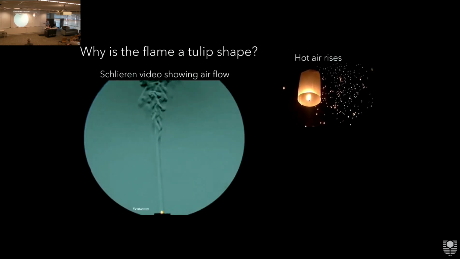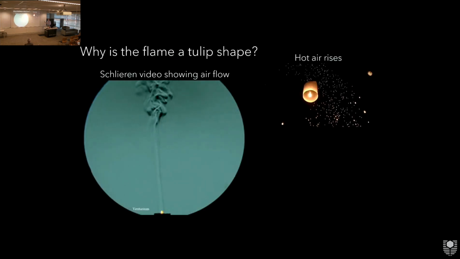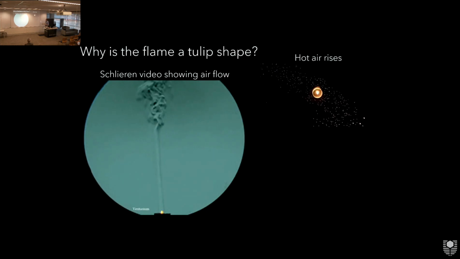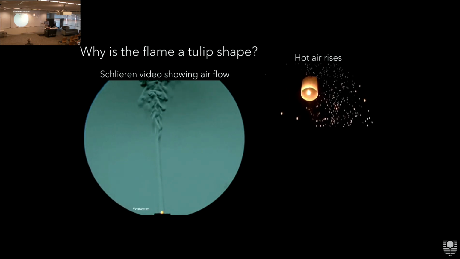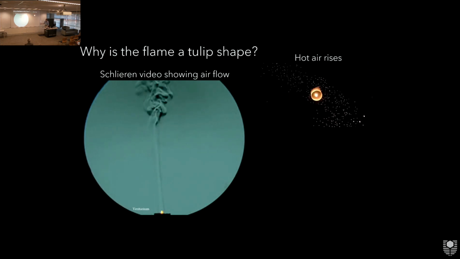Right, and we all know that hot air rises, so that's not too surprising. This here is a Schlieren video showing the change in the refractive index of the hot air that's rising above the candle. And this is actually why it's got that tulip shape, because air is being drawn in and pulled up, and that is what forms the tulip shape that we see with a candle.